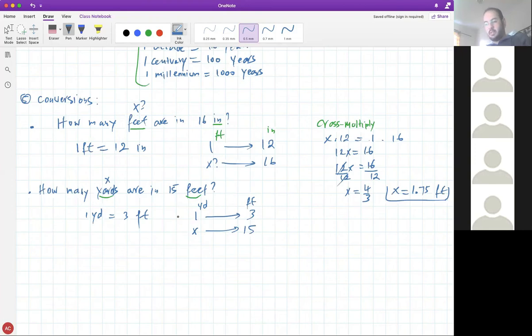What do we do here again to find X? Cross multiply. So X times 3. We multiply this way, and then this way. So X times 3, 1 times 15. So 3X equals 15. Then what do we do again to get the X by itself? We need to find the X.